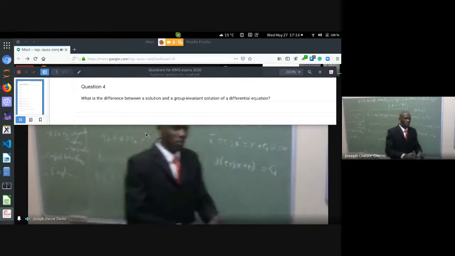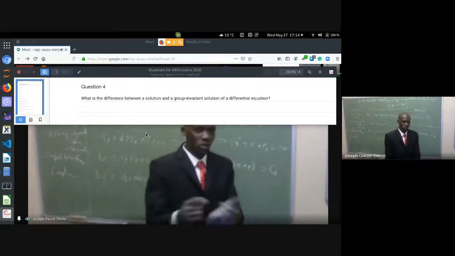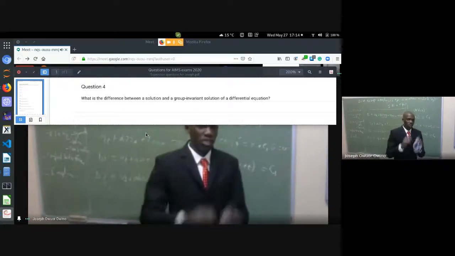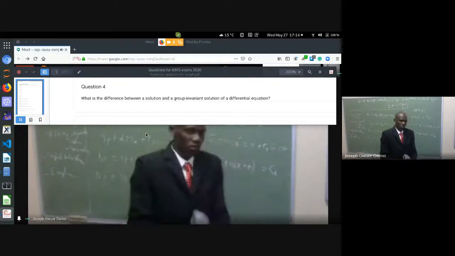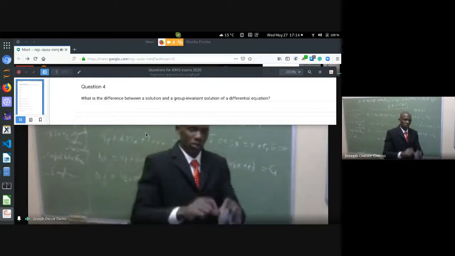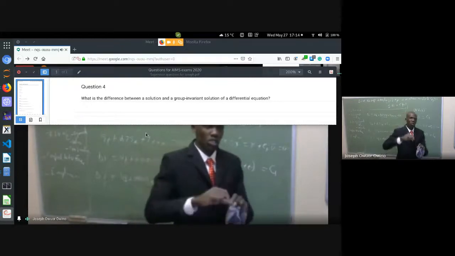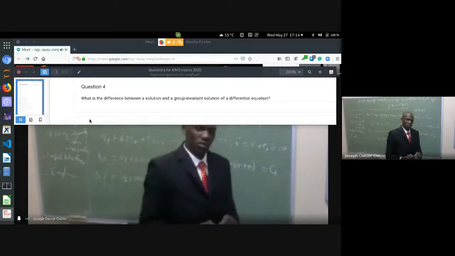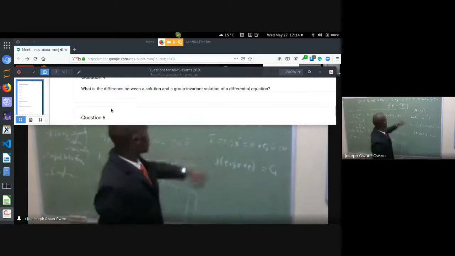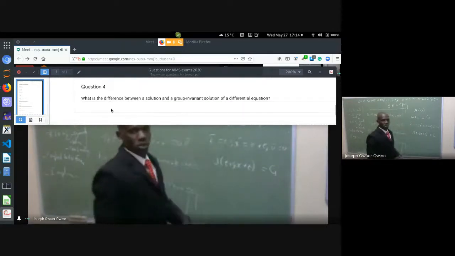So the difference between a solution and a group invariant solution is that a group invariant solution is transformed into itself by the Lie group. So a group invariant solution is simply a solution which is transformed into itself by the Lie group, while a solution is any function which satisfies the equation.